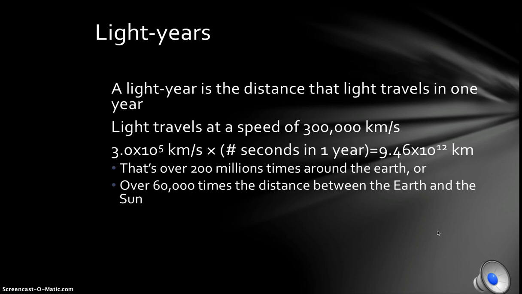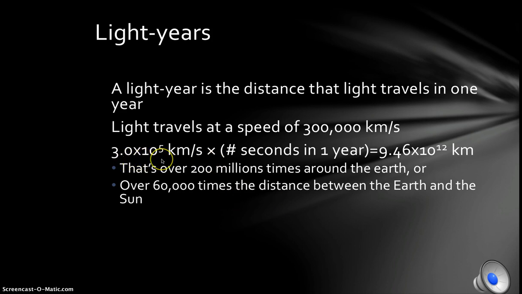If we wanted to figure out how far a light year is, we would use a very simple approach. If I told you that I was traveling in my car at a speed of 50 miles per hour, and I was doing that for 4 hours, you would know immediately how far I would travel. You would say, that's easy, it's 200 miles. I took 50 times 4, and I got 200. Well, we're going to use the same approach here, but just different numbers.